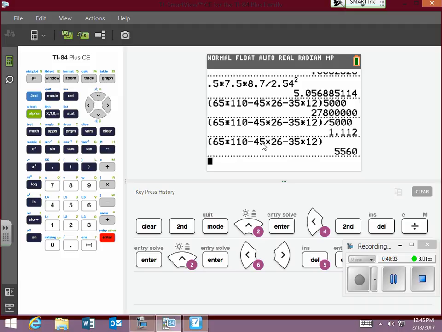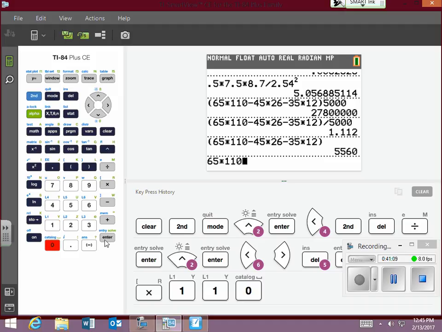26 times 45 is 1170. And then the other small piece, 35 times 12 is 420. 1170 and 420 equals 1590. 1590 from 6,500 is less than 5,000. So 5,000, one bag will cover that. You should have some left over. Well, I mean, you see the calculations. I see that, but okay, we'll do 65 times 110.